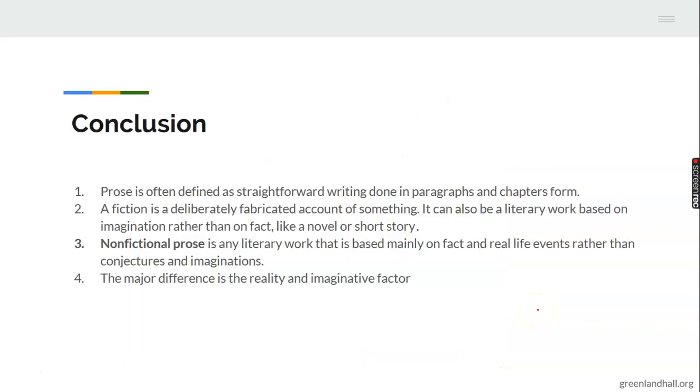In conclusion, a prose is straightforward writing, done in paragraphs and chapters form. Then fiction is not believable. A fiction is imaginative work, is creative. Non-fiction is real life story. And the difference is the reality and the imaginative factor. One is reality and one is imaginative.